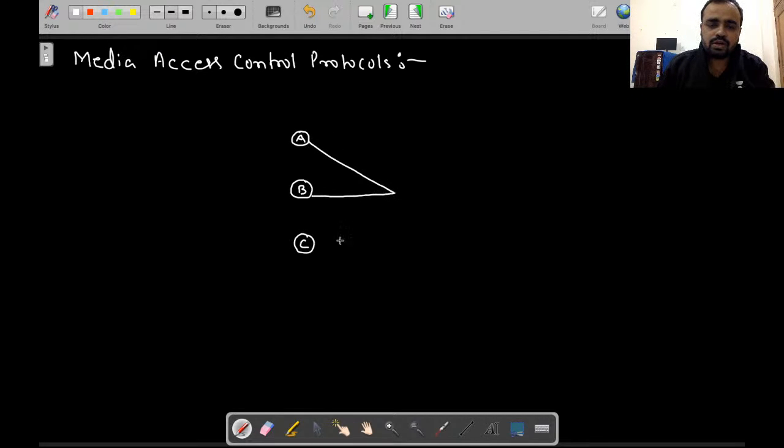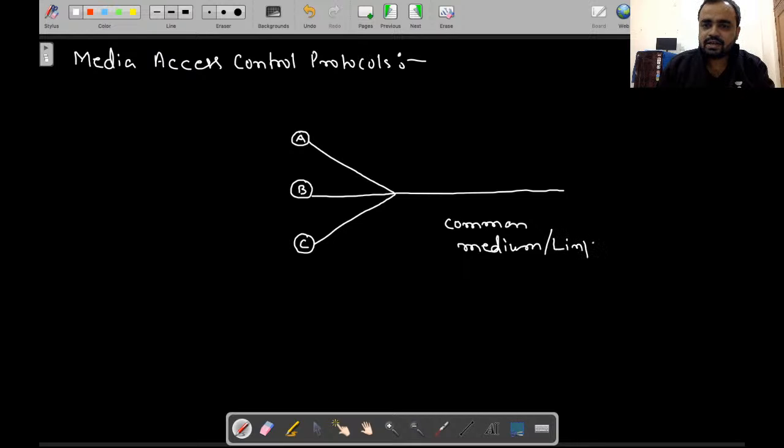First try to understand what is the meaning of media access control. Suppose there are various nodes. Suppose this is node A, this is node B, and this is node C, which are connected to a common medium, or you can say the link. This is the link, and of course media access protocol is part of the data link layer.